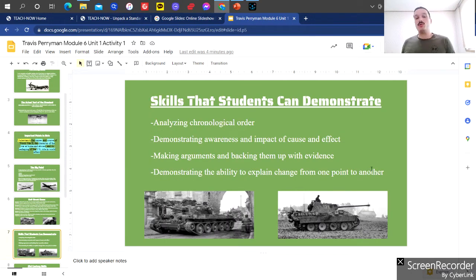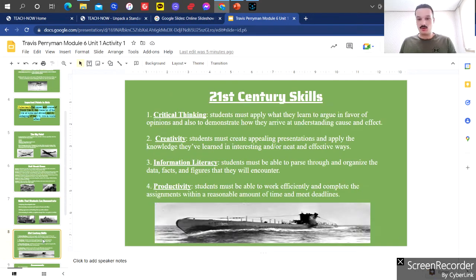Now, here are the important skills that students need to demonstrate. They need to be able to analyze chronological order, go from beginning to end. And they need to demonstrate awareness and the impact of cause and effect. So for example, talking about the Treaty of Versailles at the end of World War I, how that 20 years later is going to lead directly to the Second World War. And they need to be able to make arguments and back them up with evidence, and they need to demonstrate the ability to explain change from one point to another, because again, this is hugely transformative on the United States and the world in general.